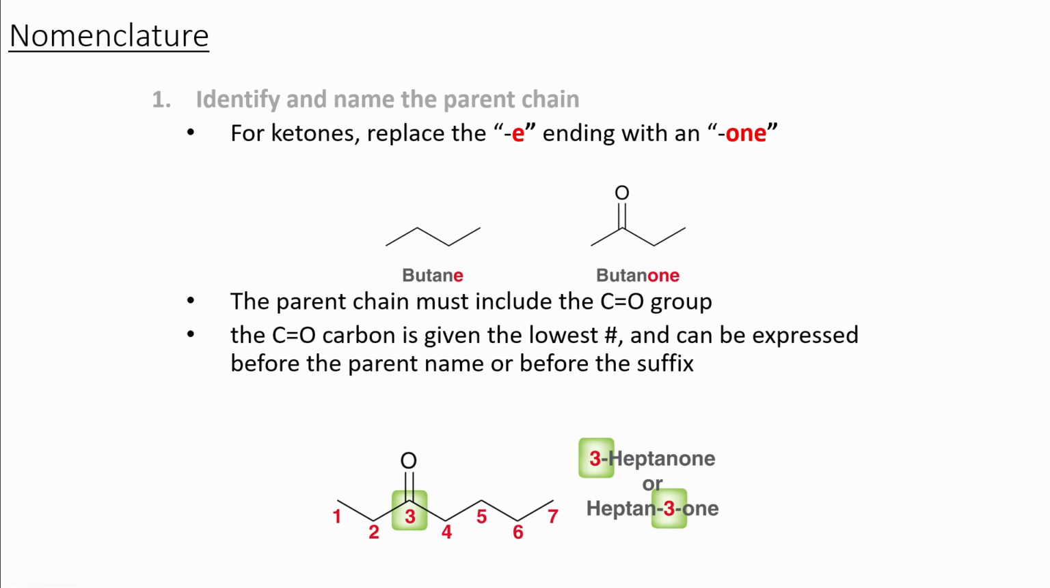For ketones, instead of an AL, we will use an ONE. So this will be butanone versus butane. The parent chain for the ketone must include the carbon-oxygen double bond, and we will also be giving the carbon-oxygen double bond the lowest possible number.